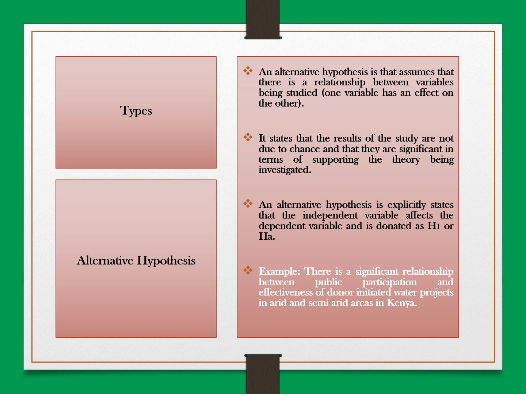In other words, alternative hypothesis assumes that one variable affects the other. In our case here, the assumption is that where there is public participation, it affects how effective the water projects that are started by donors are in arid and semi-arid areas.